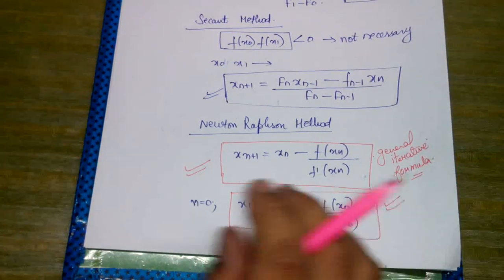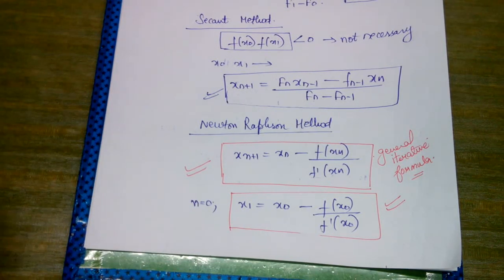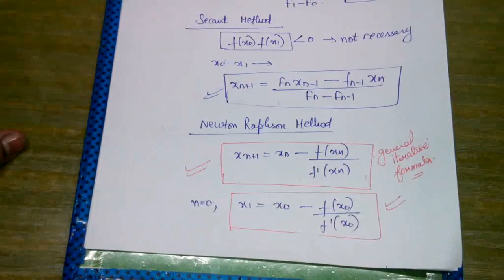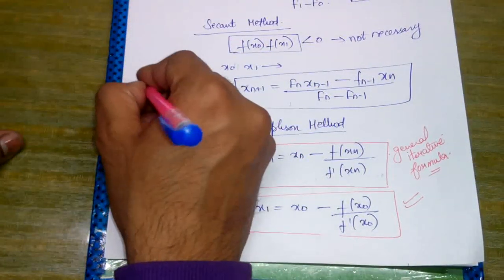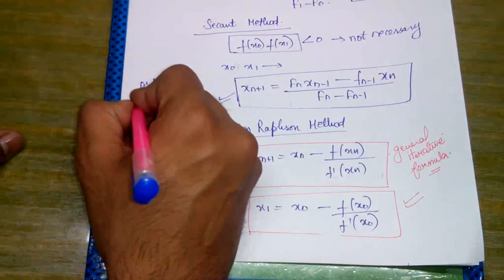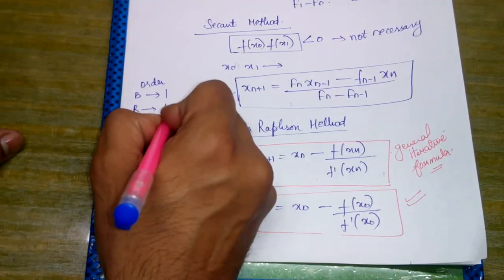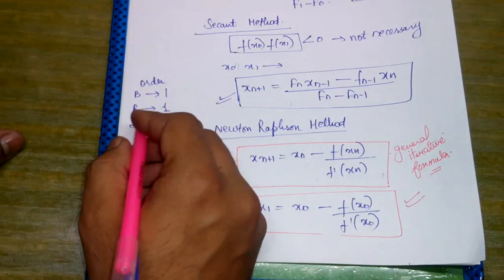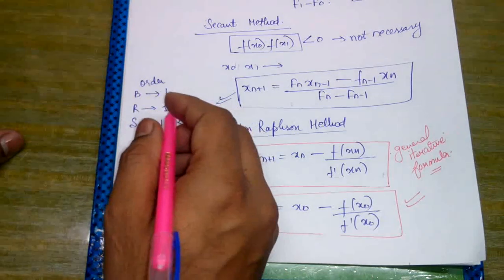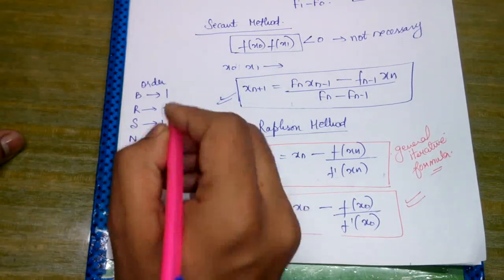Now I will do a question which is based upon the Newton-Raphson method, and we will see how this Newton-Raphson can be used. But before going to that, I would tell you the order. Bisection method, the order is 1. Regula Falsi, the order is 1. Secant method, the order is 1.62. But the Newton-Raphson method gives the best results, and hence the order is 2.